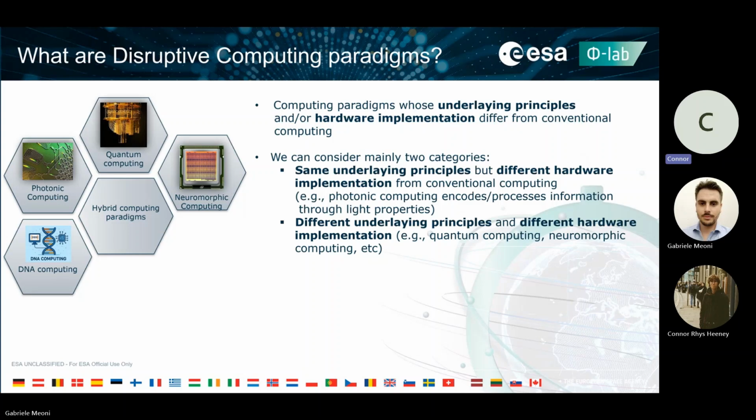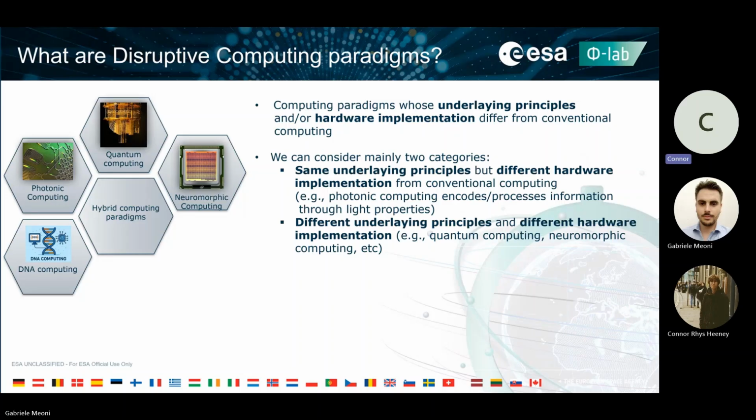For the sake of clarity, I wanted to cluster them in 2 categories. There are even more, but we don't care, because when you talk about computing paradigms, you hear about everything. There are some cases where you have the same underlying principle, so you're still modeling the information in bits, you still do the same operation, but the technology and the hardware is different. For instance, photonic computing is one case.